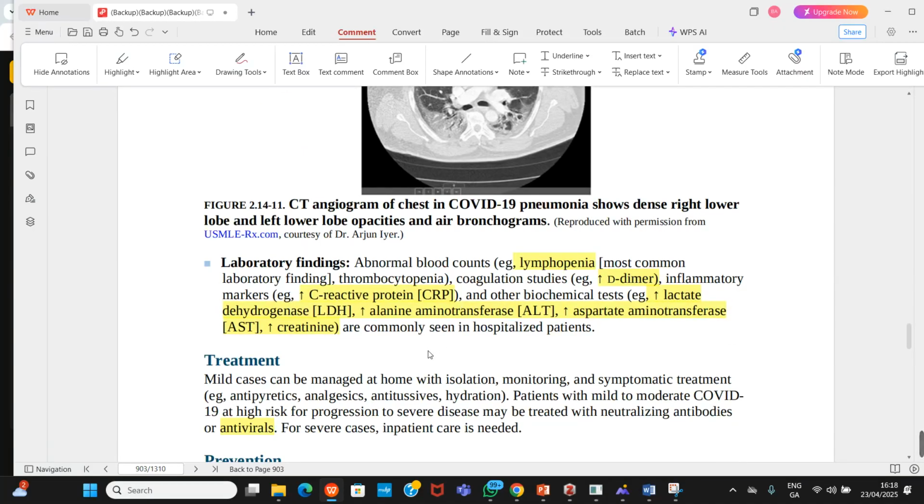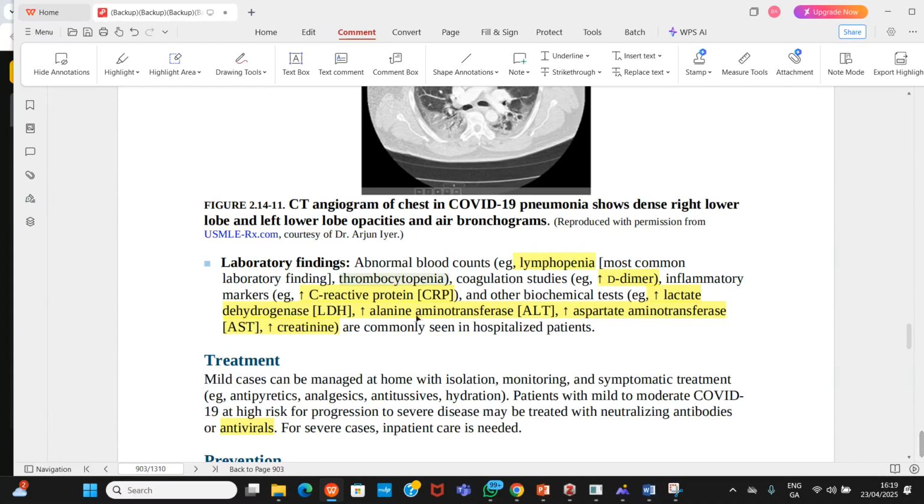So the best test is actually to do a NAT or reverse PCR. You do reverse PCR for RNA viruses, not DNA viruses, because you have to convert the RNA to DNA. That's the reverse, then you now do the sequencing. So this is the opacity at the lower lobes, COVID-19.